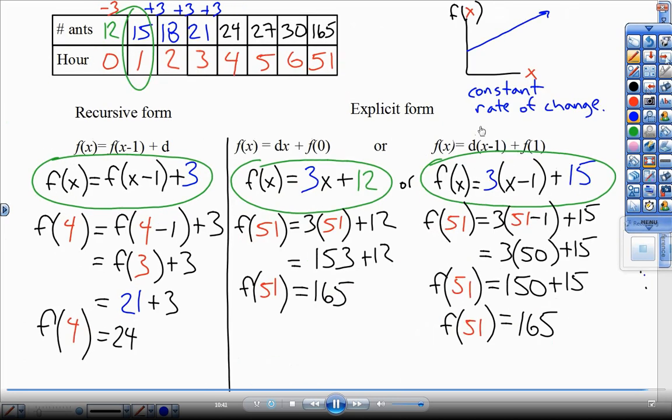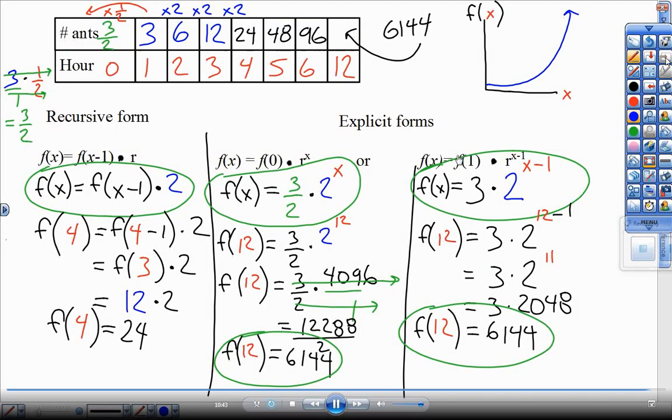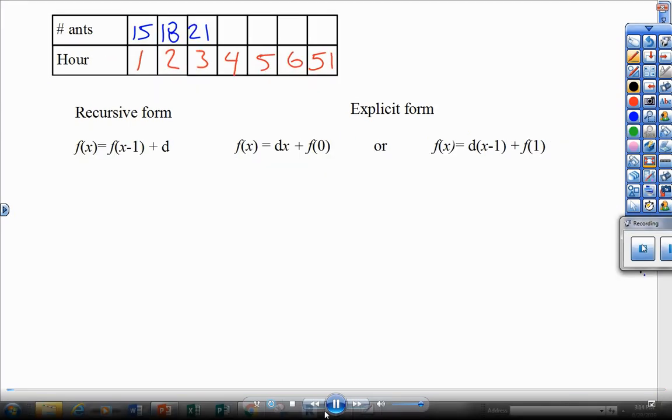Exponentials are the opposite. Exponentials do not have a constant rate of change. This amount going up by each time, even though you're timesing by 2, it's not the same. Up by 3, it's up by 6, it's up by 12. No constant rate of change. That's what makes those graphs curve up.